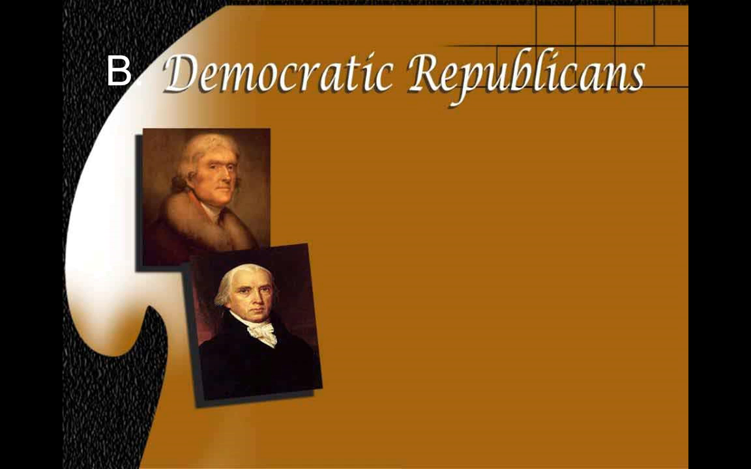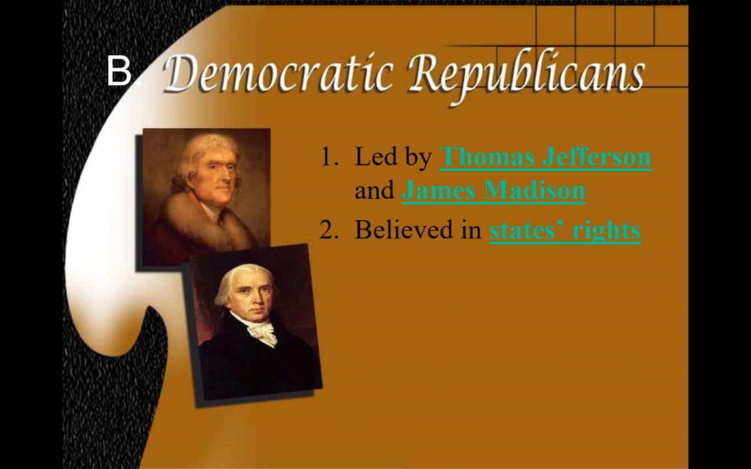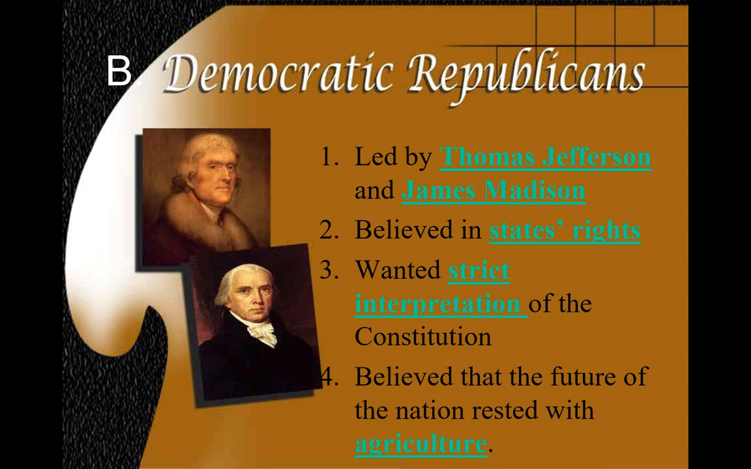On the other hand, you're going to have the Democratic Republicans, also known as the Jeffersonians, and they're led by Thomas Jefferson and James Madison. They believe in states' rights. They want a strict interpretation of the Constitution, meaning if it is not explicitly written in the Constitution, then you shouldn't be able to do it, or it's a guaranteed right. And they believe that the future is, again, in agriculture.